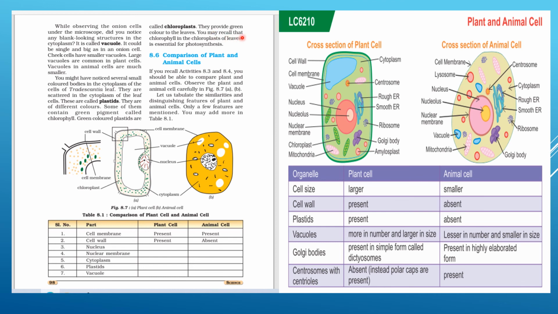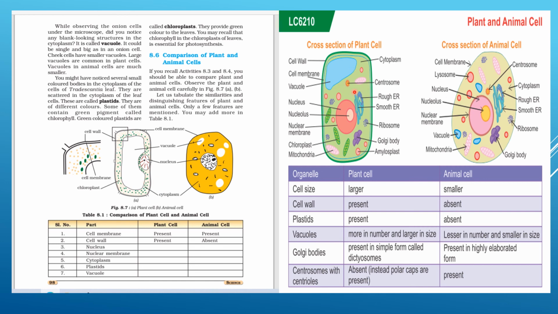What do they do? They provide green color to the leaves. Okay, that's why the leaves are able to do the process of photosynthesis. So all these things are related to the cell. Okay, now we studied the plant cell as well as the animal cell. Now see the difference between the plant cell and animal cell. We have to compare them, and it is a very important question: compare plant cell and animal cell.